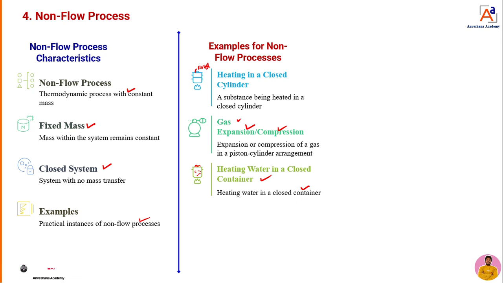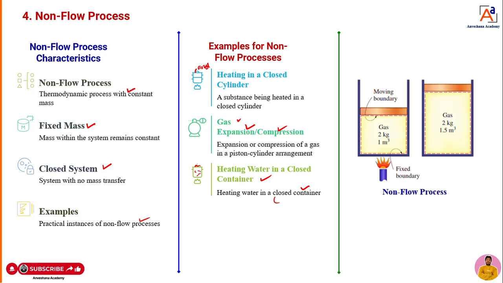As I was telling you, dear students, the boundary may change, the property may change, but mass is not at all changed. If so, that process we can call a non-flow process. A non-flow process is a process in which what happens? The mass remains constant, but the boundary may vary or change, or there may be a change in state. The property may change, but mass remains constant. That process we can call a non-flow process.